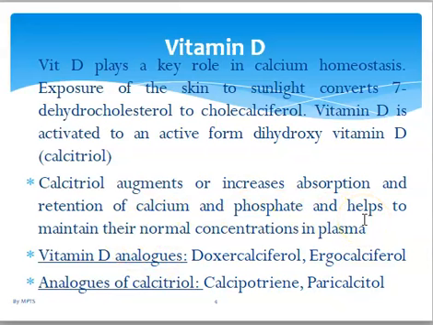Which are those drugs which can be found in pharmacies? The analogs, we have doxercalciferol and ergocalciferol. Also, we can have calcitriol, the active form, and calcipotriene. The pronunciation may be poor, but in short, you know the spelling.